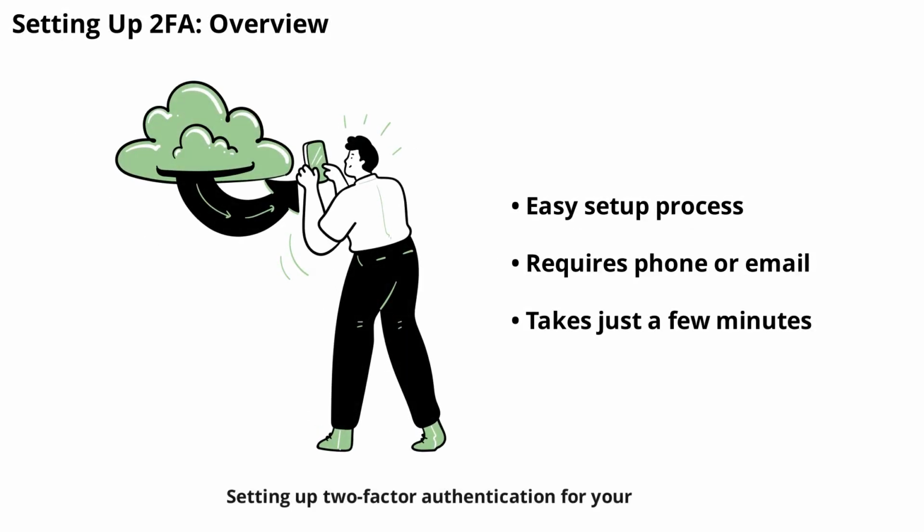Setting up two-factor authentication for your Social Security account is a straightforward process. You'll need access to your account, a reliable phone number or email address, and a few minutes to complete the setup. In the next scenes, we'll walk you through each step so you can secure your account with confidence. Let's start by logging into your Social Security account.